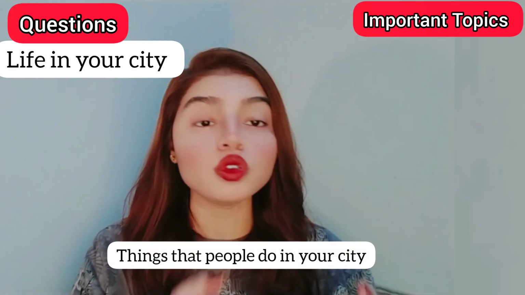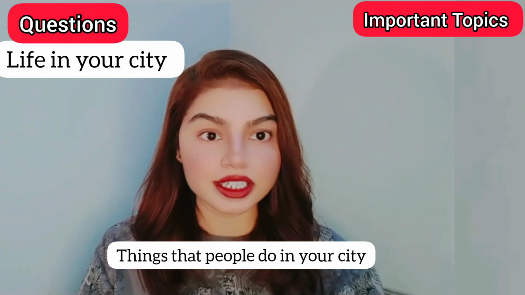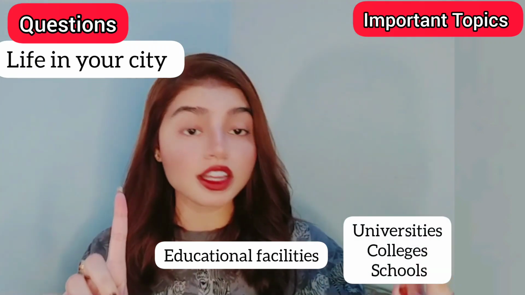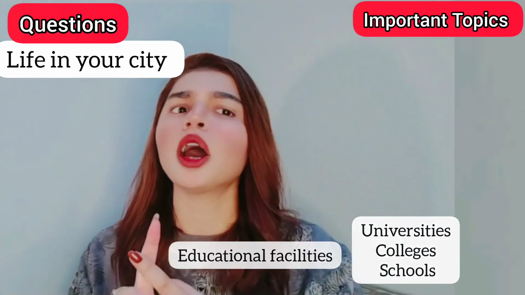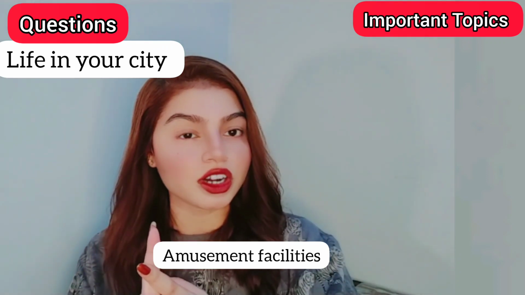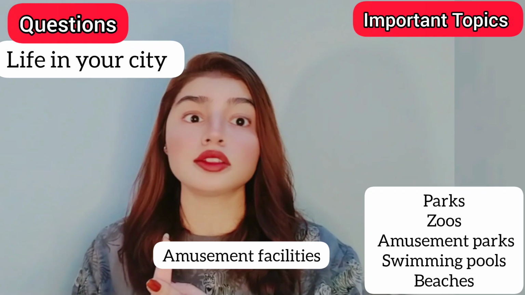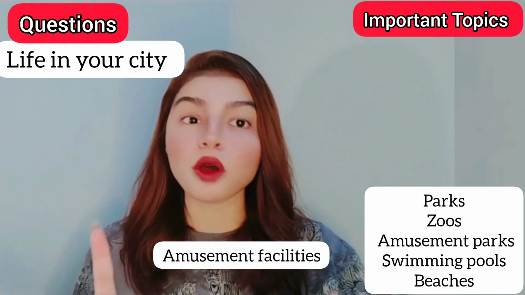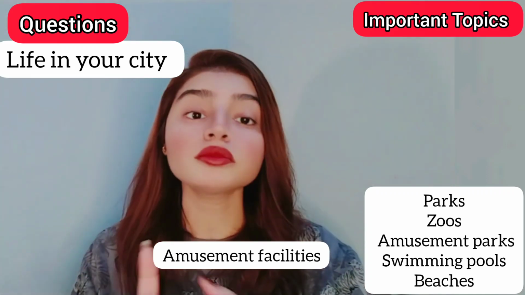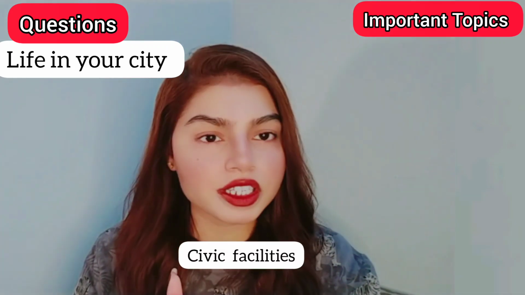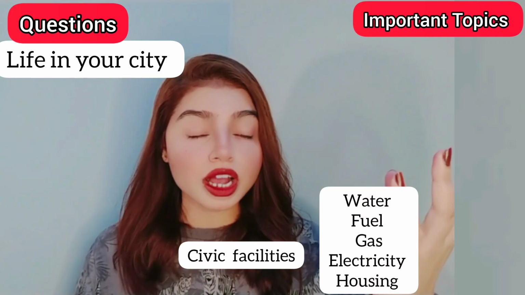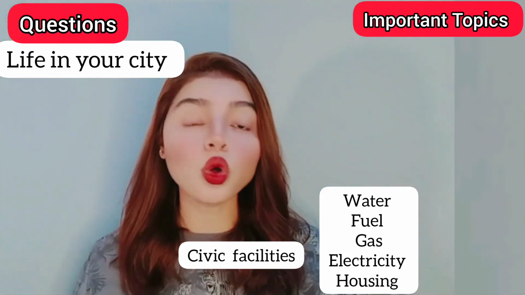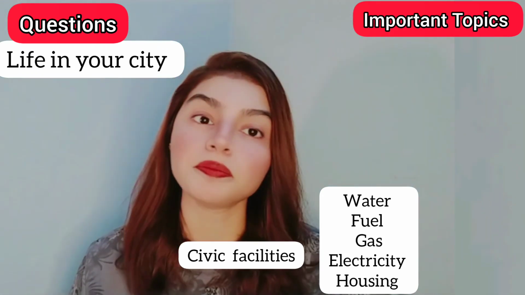Those things are related to the life of people in the city, which are related to educational facilities. Now, what are educational facilities? Universities, colleges, schools. And what are amusement facilities? Amusement facilities are like parks, zoos, amusement parks, swimming pools, beaches, and many other spots to enjoy with family and friends. And then we talk about civic facilities. What are civic facilities? Having water, fuel, gas, electricity, housing. All these facilities are civic facilities, the basic facilities.